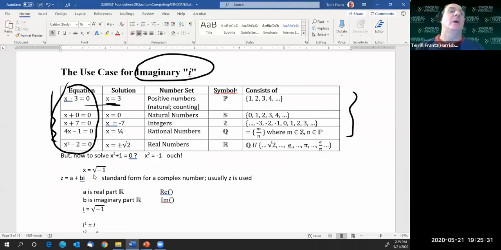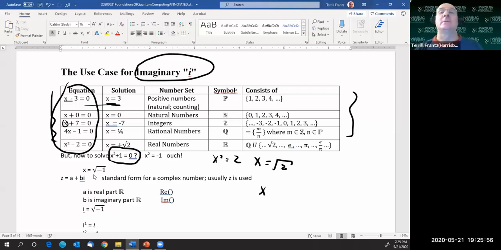So some of the equations we had were x plus 7 equals 0. What is x? 4x minus 1. As we go down the list here, we're getting more and more complex. So finally, we got x squared equals 2. And so x becomes the square root of 2. Good? All right.